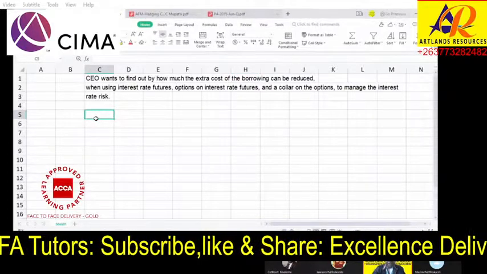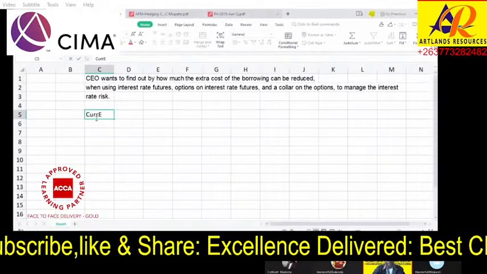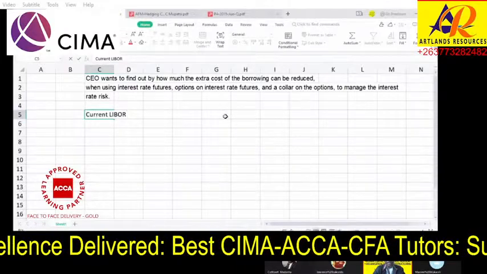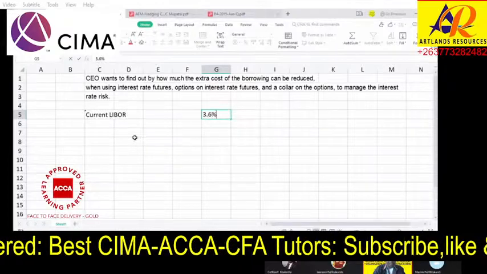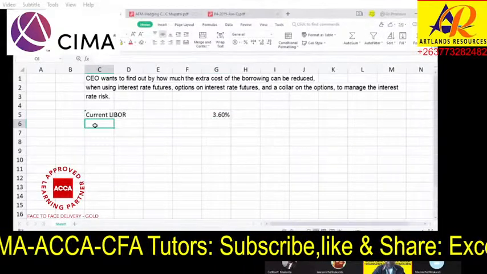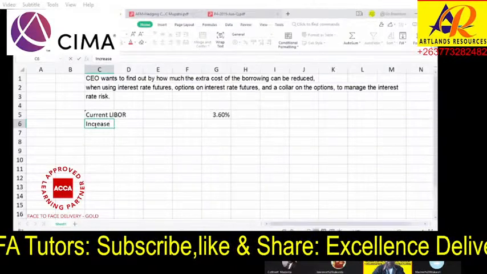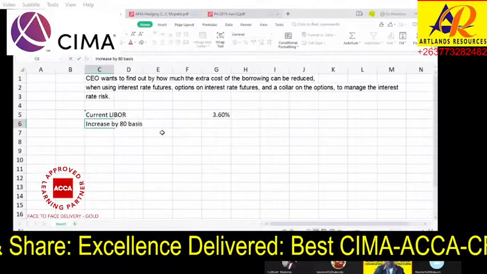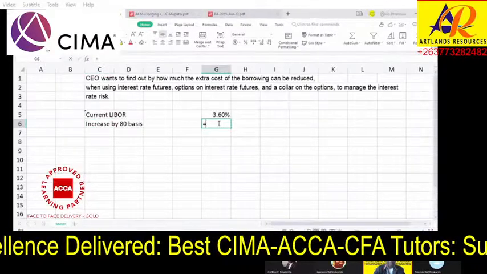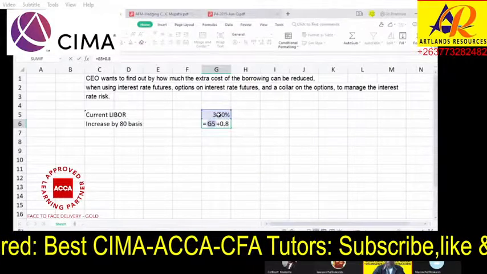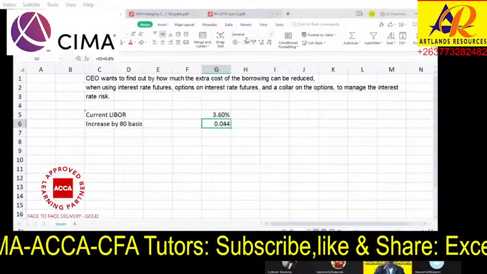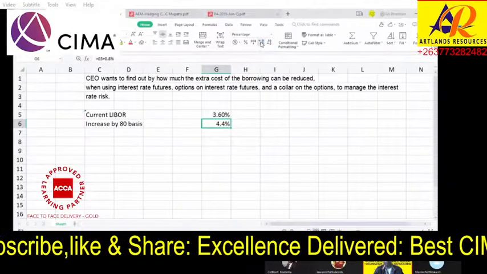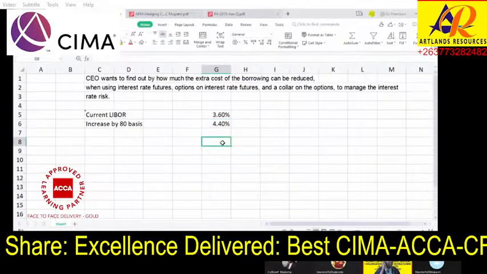So you have current LIBOR is 3.6%, and then it can increase by 80 basis points. That is the fear. So it increases to what? Remember, 80 basis points is 0.8%, so 3.6% plus 0.8% will be 4.4%. So they are afraid that it can increase to 4.4% if it increases by 80 basis points.